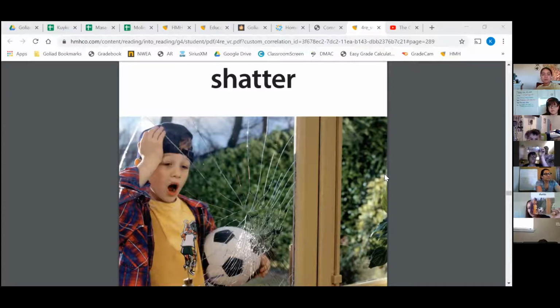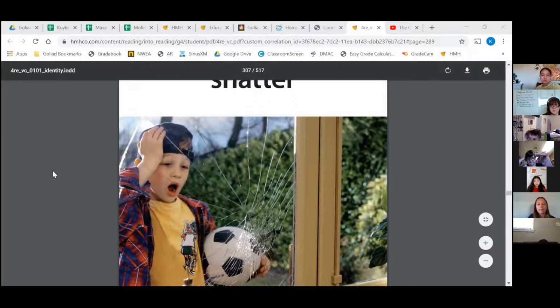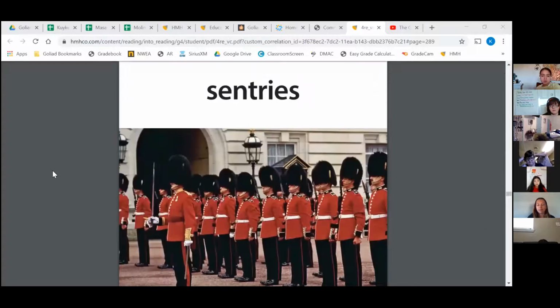What is our word? Shatter. Okay. Next we have sentries. What is our word? Sentries. One more time. Sentries. Okay, let's look at the picture.